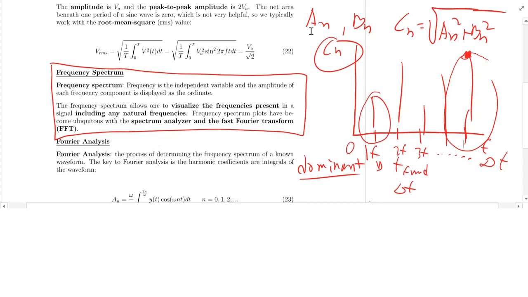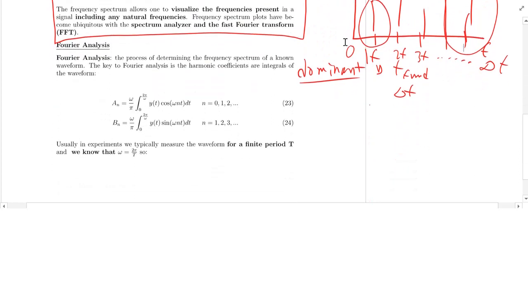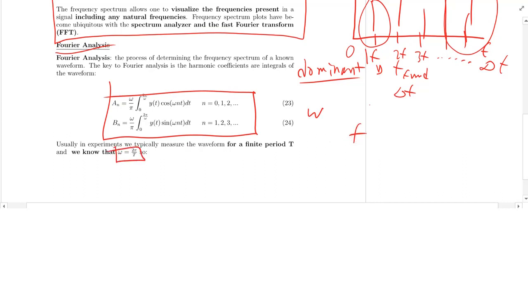So you might be asking yourself, how do we calculate a sub n and b sub n? Well, just like we talked about in class, we can use this expression, but we don't want to work with this. We want to work with cyclic frequency. And we have this really handy relationship that typically we're going to be analyzing signals for a finite time period T. So your period is just going to be T.